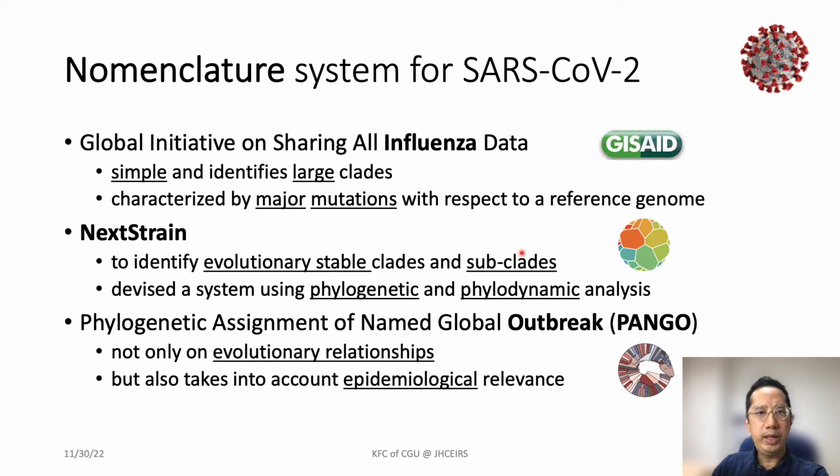After the outbreak, we now have the PANGO system, which stands for Phylodynamic Assignment for Named Global Outbreak. It also takes into account epidemiological relevance, not only relying on evolutionary relationships, which I will illustrate later.